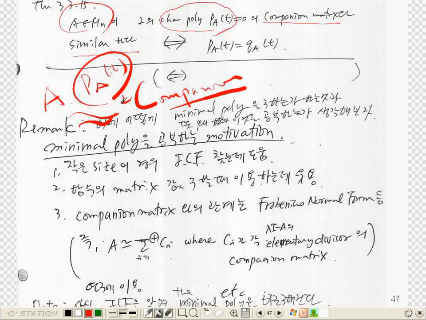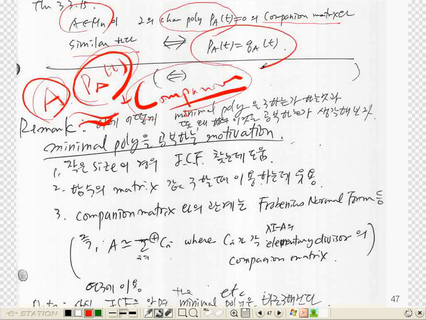Okay? From a given matrix A, we can think of the characteristic polynomial. Then from the characteristic polynomial, we can think of a companion matrix. This companion matrix is a matrix which is similar to the A matrix. This can be shown. The way this is possible is when the characteristic polynomial and the minimal polynomial are the same. Okay? This is an if and only if condition.